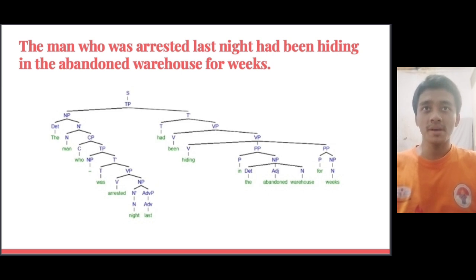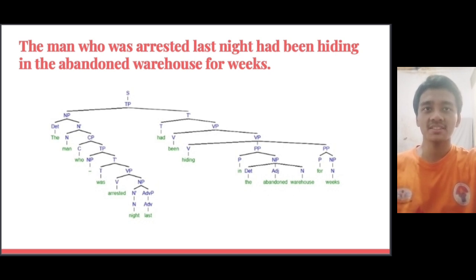Sentence 4. The man who was arrested last night had been hiding in the abandoned warehouse for weeks. The sentence is the root of the entire sentence. Now, the man who was arrested last night had been hiding in the abandoned warehouse for weeks, the main clause of the sentence. The man who was arrested last night, this acts as the subject of the sentence. The determiner, the, specifies the noun man, and the N-bar, an intermediate level in the noun phrase. The noun man, the head noun of this noun phrase.